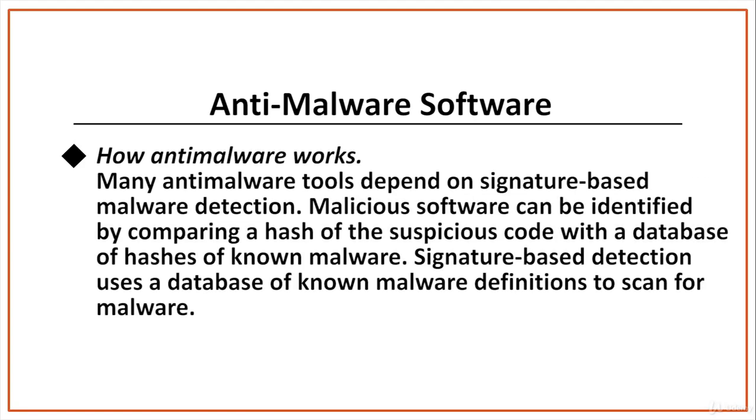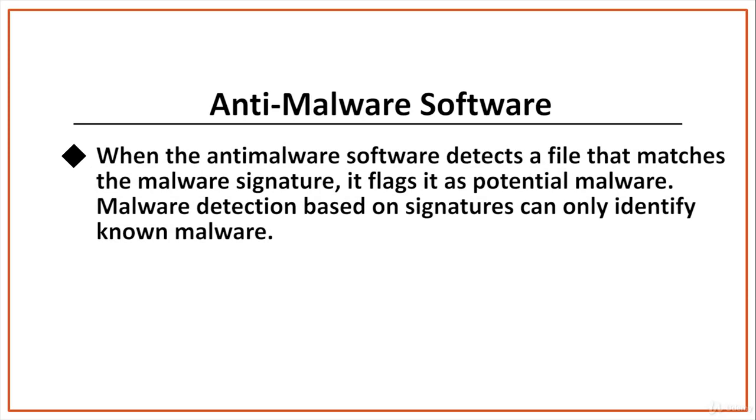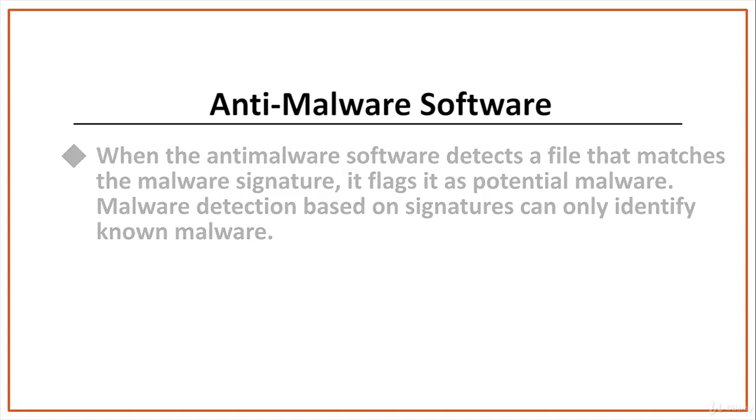How anti-malware works. Many anti-malware tools depend on signature-based malware detection. Malicious software can be identified by comparing a hash of the suspicious code with a database of hashes of known malware. Signature-based detection uses a database of known malware definitions to scan for malware. When the anti-malware software detects a file that matches the malware signature, it flags it as a potential malware. Malware detection based on signatures can only identify known malware.